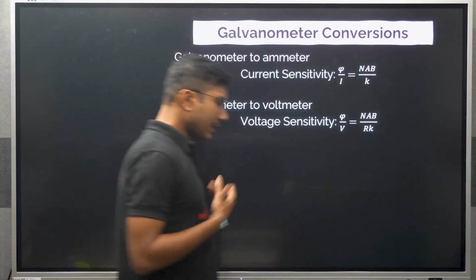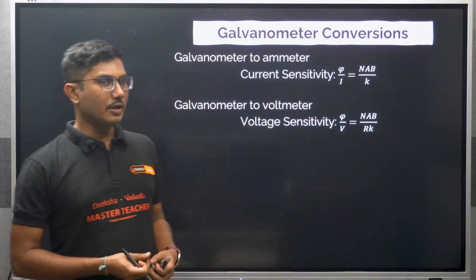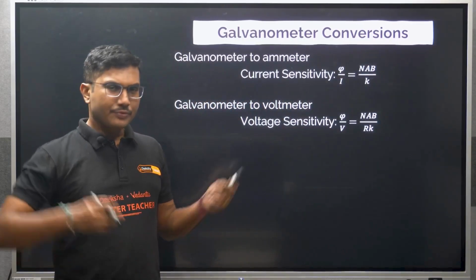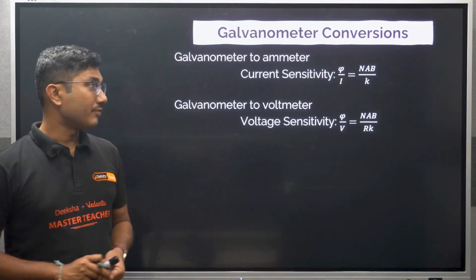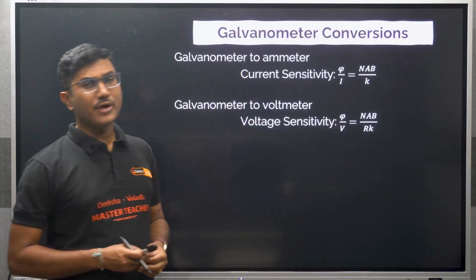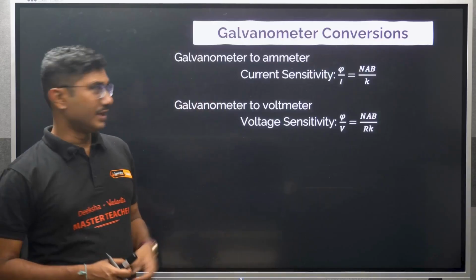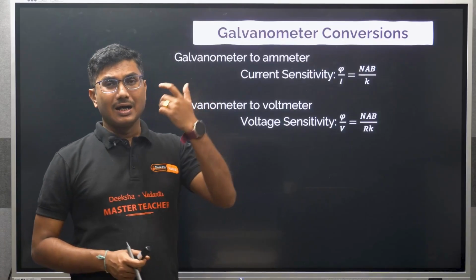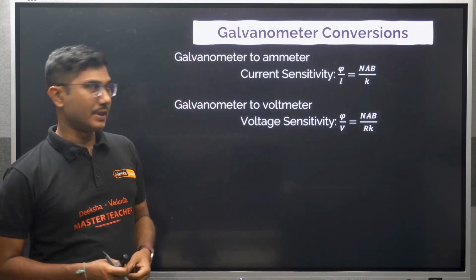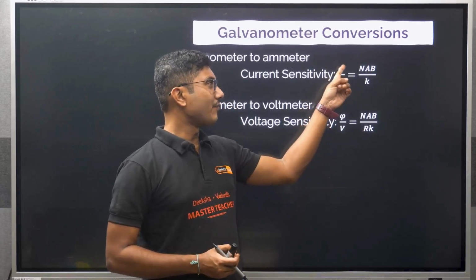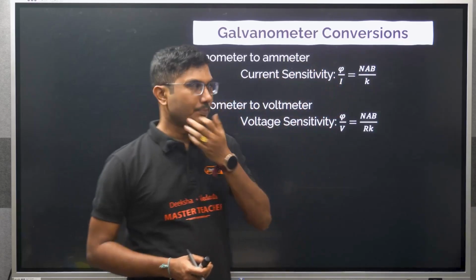Now you can convert a galvanometer into an ammeter or into a voltmeter. There are different ways to do it. You have to practice the problems on your own. I have solved a lot of questions on this conversion. There is something you have to remember formula-wise, which is current sensitivity and voltage sensitivity. How good an ammeter is, is determined by the current sensitivity of the ammeter. To calculate that, we use phi by I. Phi is the number of divisions divided by current I.